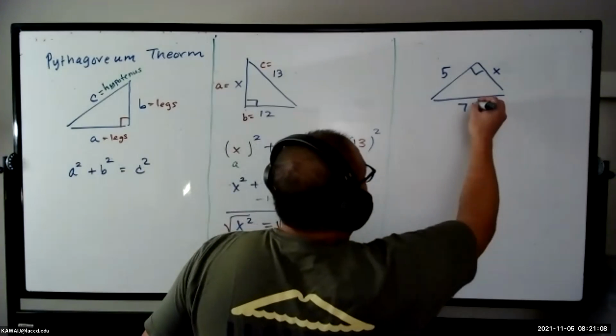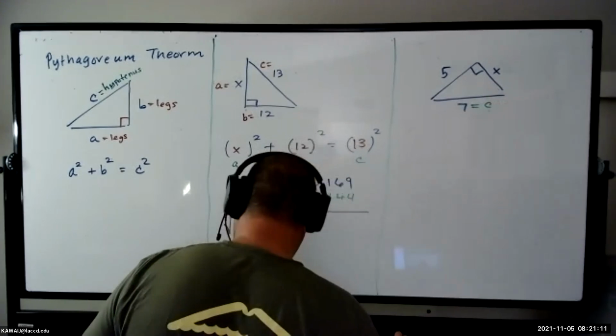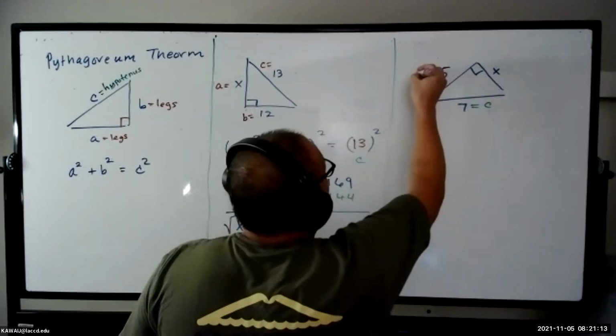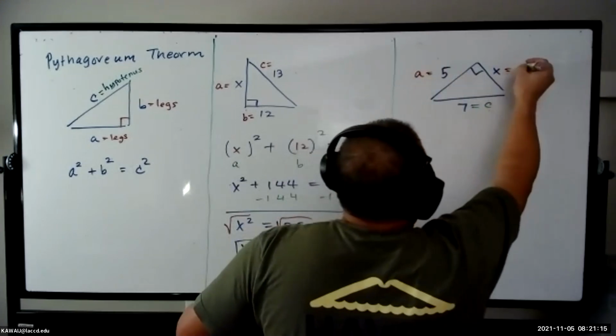So the hypotenuse is a side that doesn't connect to the right angle.